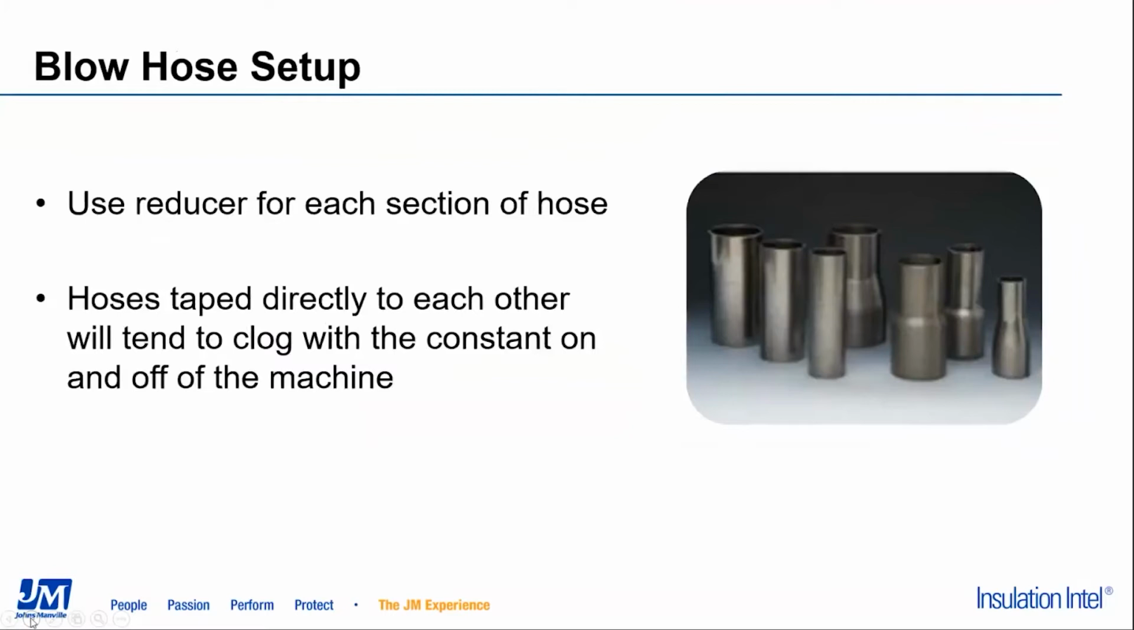Make sure that each section that is reduced is done so with a reducer. Do not tape hoses directly to each other. The constant on and off of the machine will create material surges that can catch on hose edges and create clogs in the hose.